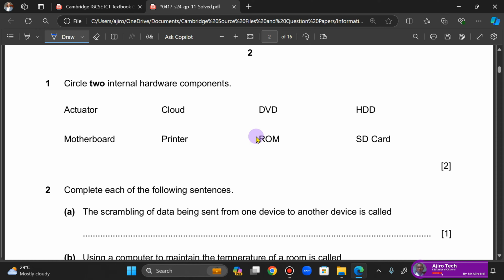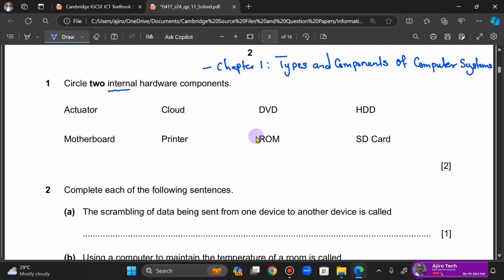Circle 2 internal hardware components. This is chapter 1, types and components of computer systems. Remember, hardware is a physical component that makes up a typical computer, and we have the internal and we have the external. The internal are the ones that are found inside the system unit.